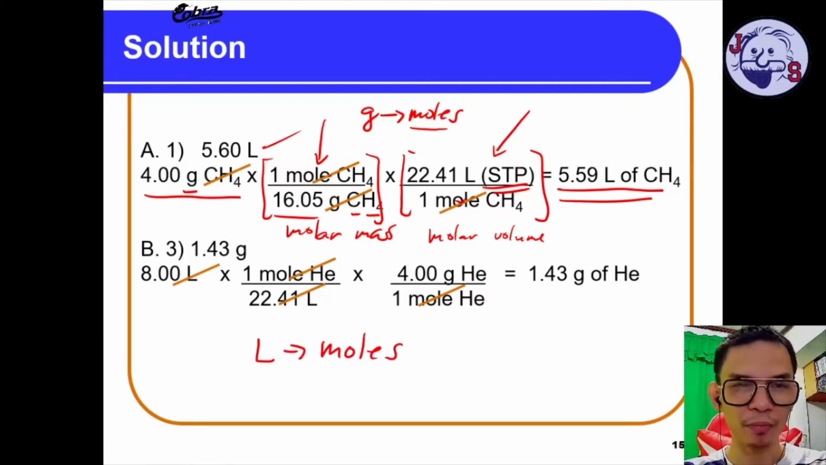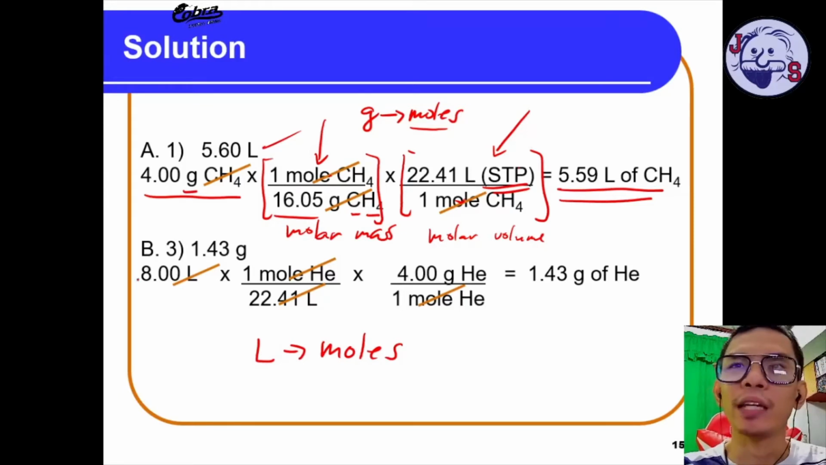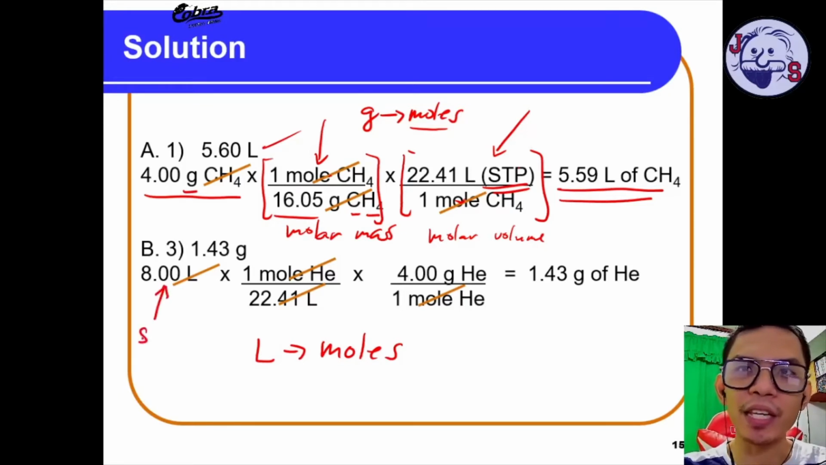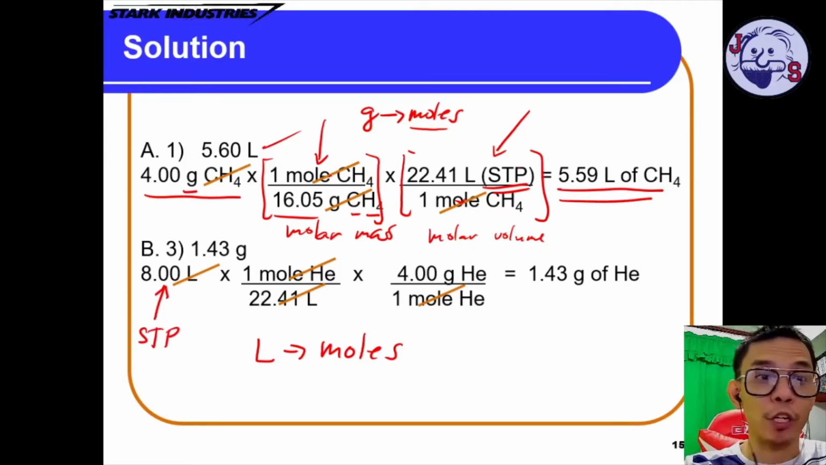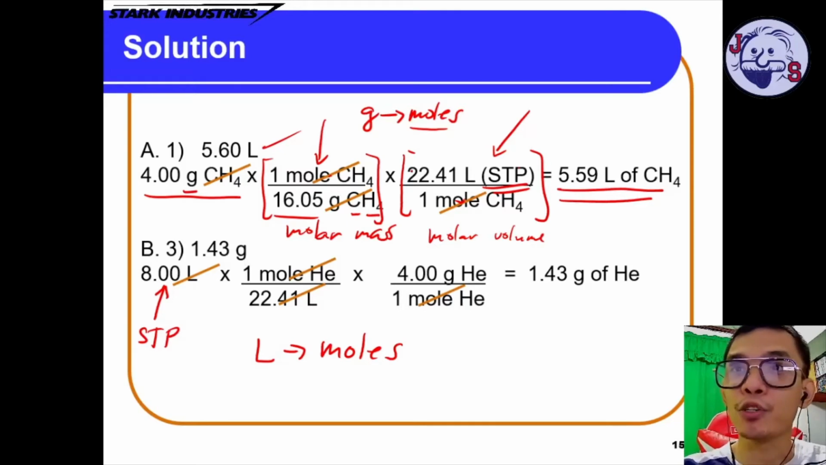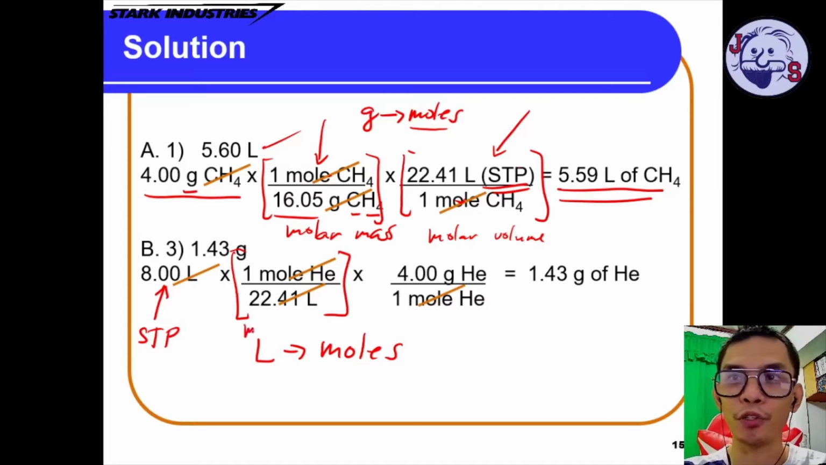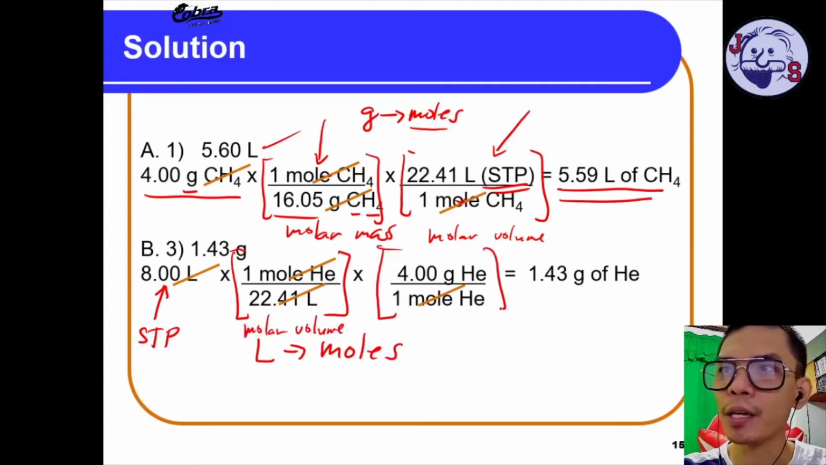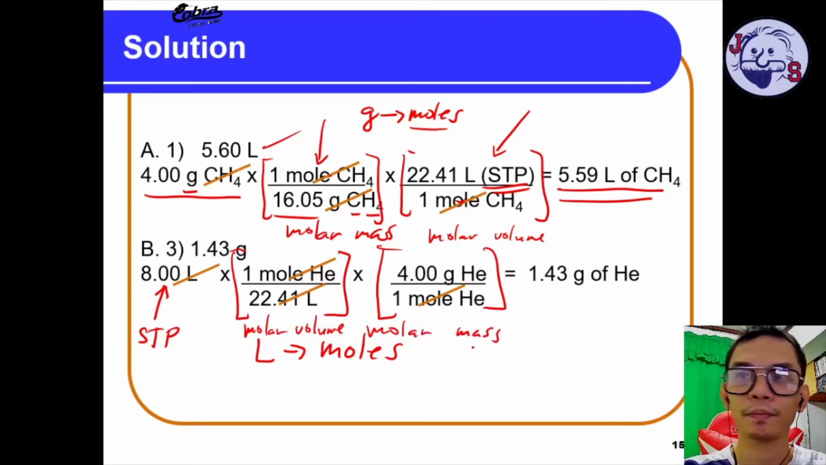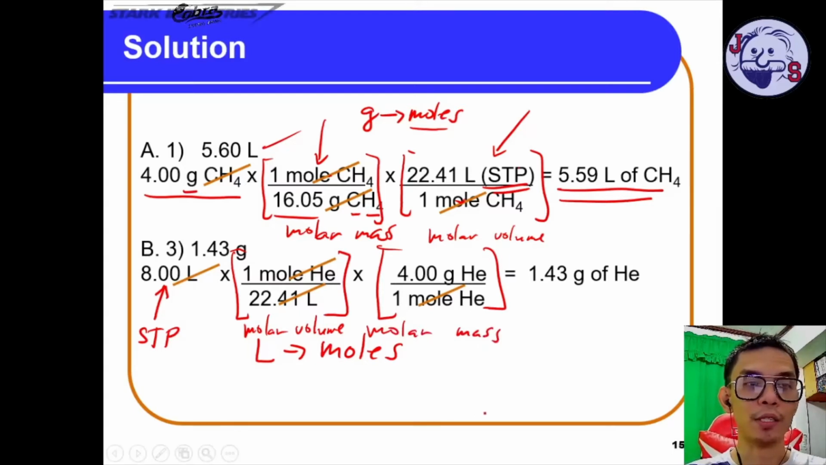So how do you do that? If the problem is at STP, then you don't have any problem, because you can use this conversion factor for the molar volume. This is the molar volume, and the one that you have right here is the molar mass.